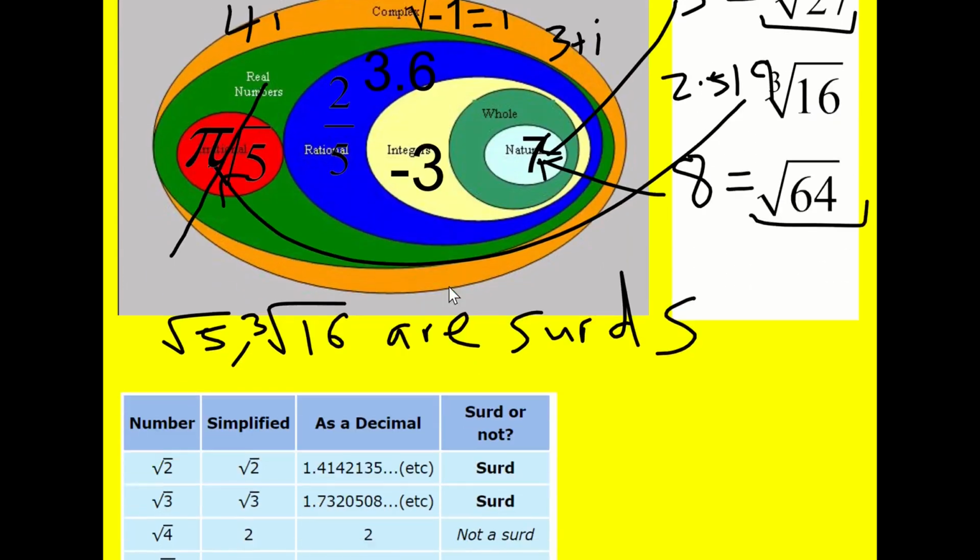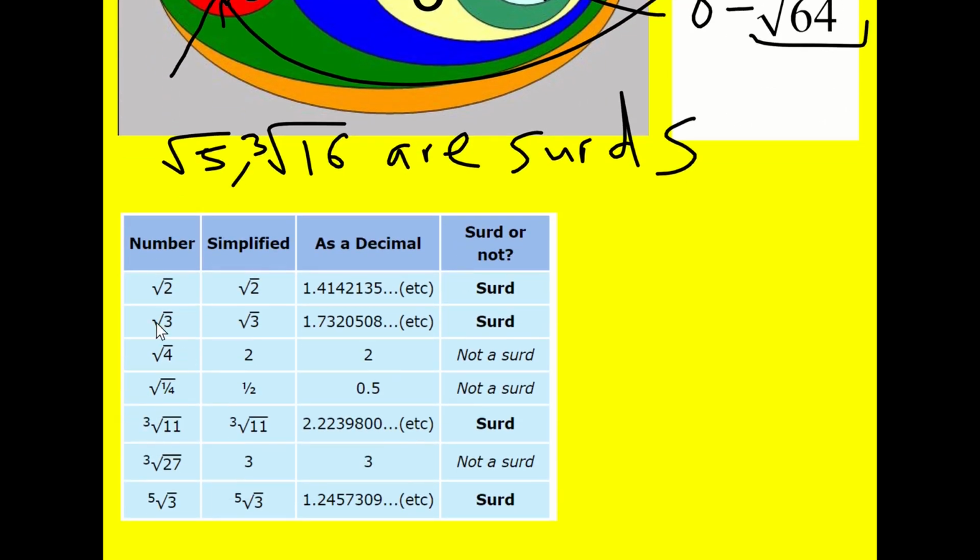Okay, so some more examples. Here are some examples. So root 2 can't be simplified. It's this really long number that goes on forever. It is a surd. So is root 3. Root 4, however, can be simplified, so it's not a surd. Root a quarter is the same as a half. It's not a surd. Whereas something like the cube root of 11 is. Cube root of 27 I've already spoken about, not a surd. The fifth root of 3 is a surd. So hopefully that gives you a bit of a feel for what a surd is.